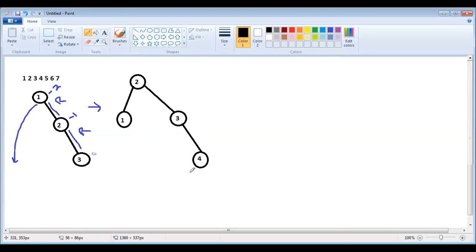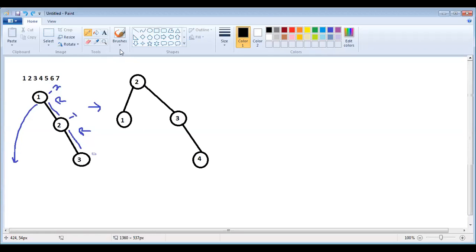What about the balancing factor of 4? 0. What about 3? Minus 1. Very good. What about 1? 0. What about 2? Minus 1. Very good. So it is perfect. What is the next element I should insert? 5.